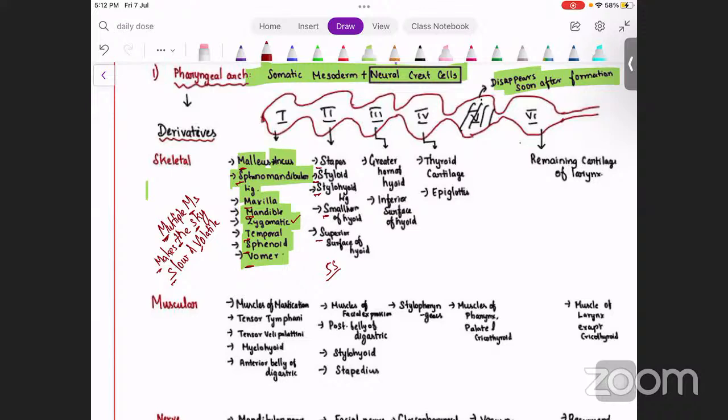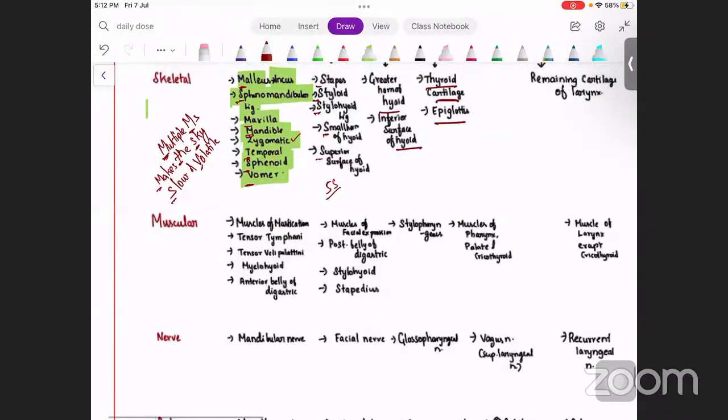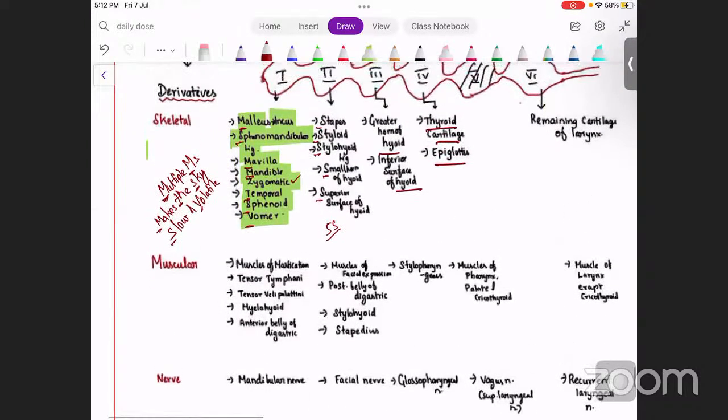And then pharyngeal arches 3, 4, and 6 are simple ones. For example, 3 gives rise to the greater horn of hyoid and the inferior surface of hyoid, while 4 gives rise to thyroid cartilage and epiglottis, and 6 gives rise to the remaining cartilaginous portion of your larynx. So what are the things in the skeletal area you have to remember, people?